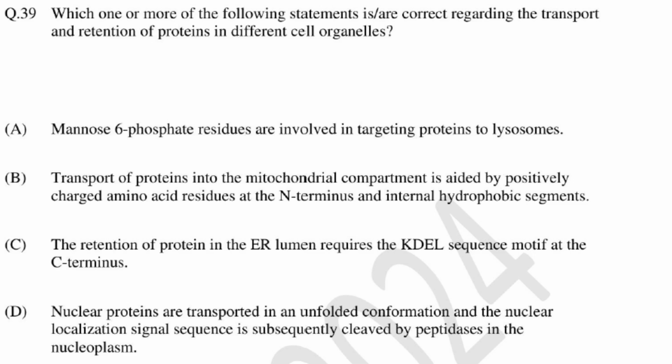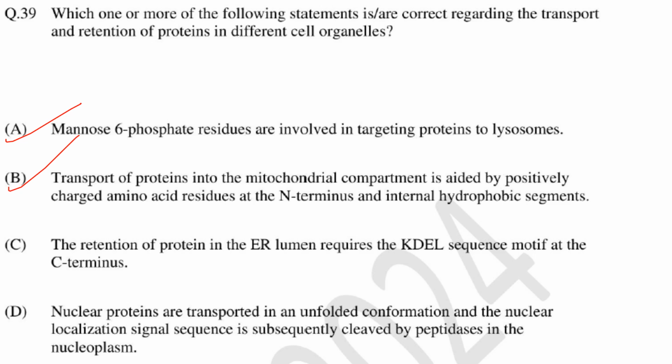Then next one. Which one or more of the following statements is or are correct regarding the transport and retention of proteins in different cell organelles? Mannose 6-phosphate residues are involved in targeting protein to lysosomes. That's correct. Transport of proteins into the mitochondrial compartment is aided by positively charged amino acid residues at the N terminus and internal hydrophobic segments. That is also correct.